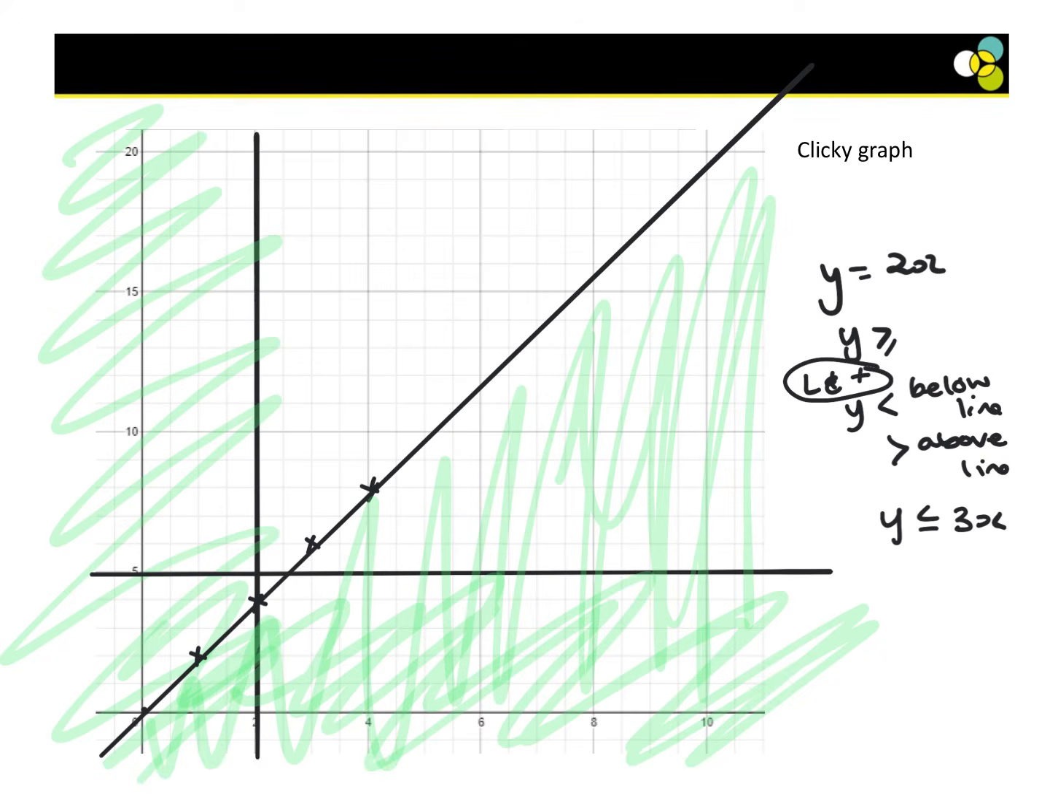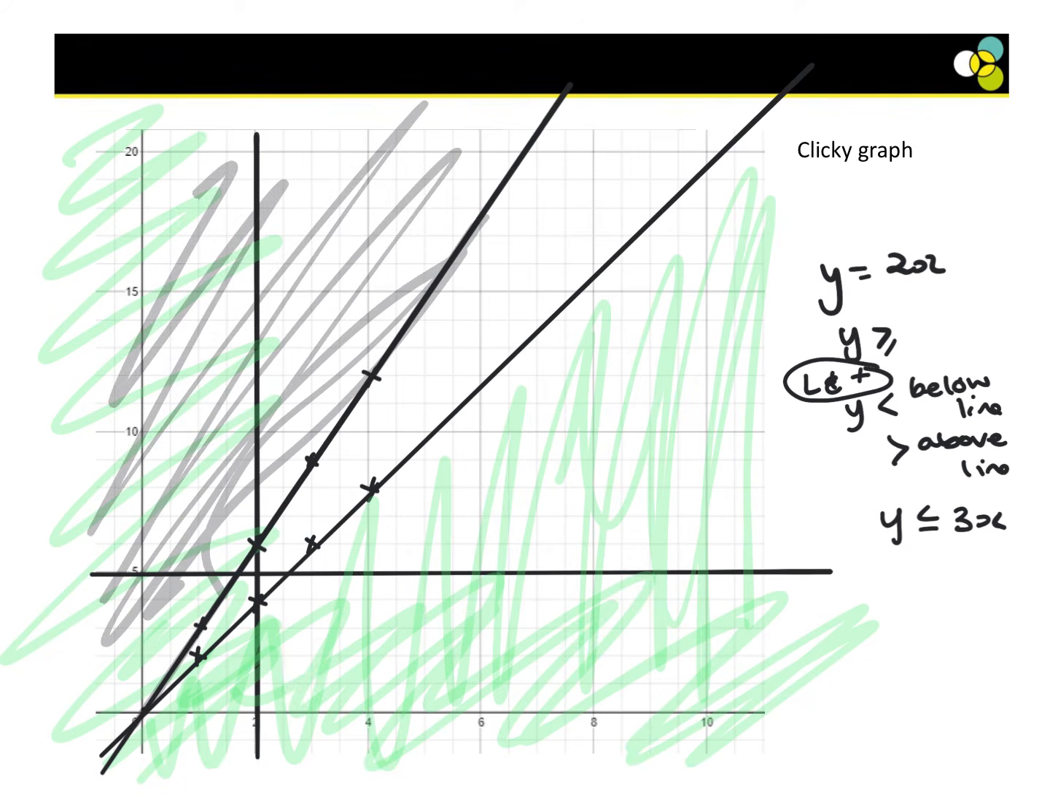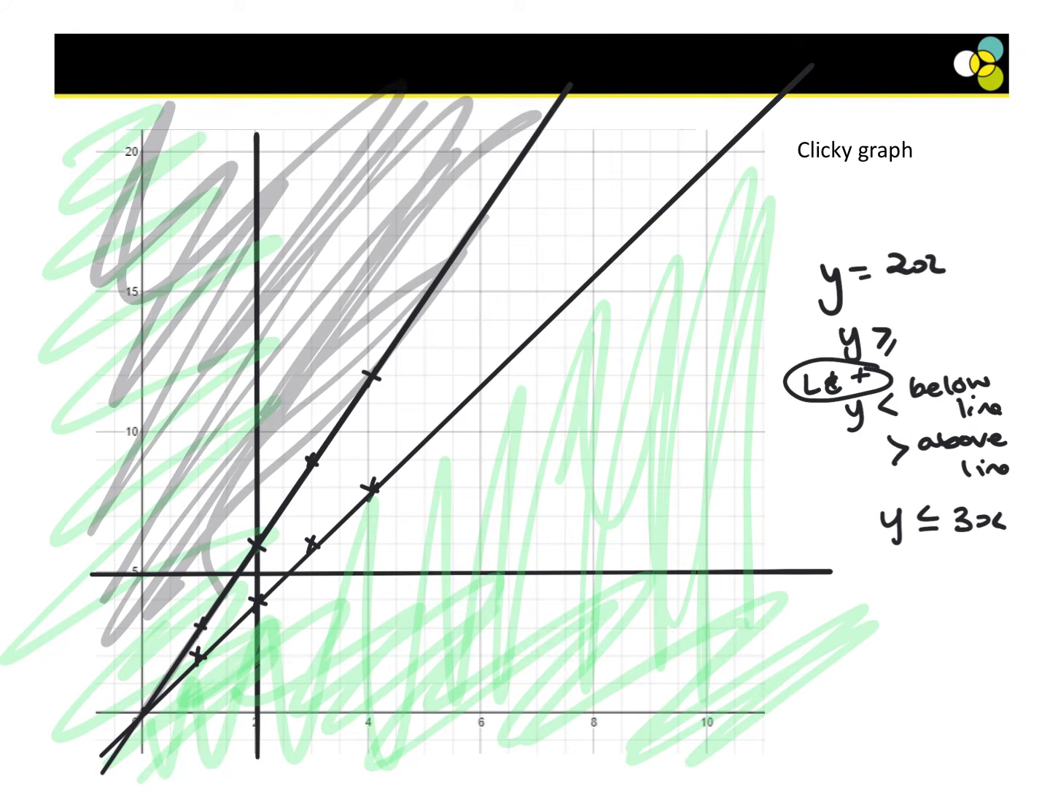So for every 1 across, I'm going to go up 3. 1 across, up 1, 2, 3. Okay, again, it's going to cross at the origin. Okay, there we go. Now it says less than. I want below the line, I'm going to shade above the line. Oh, I thought that ruler would have stopped the shading. It doesn't. Okay, next one, what was it?